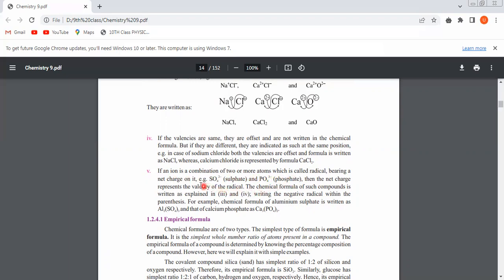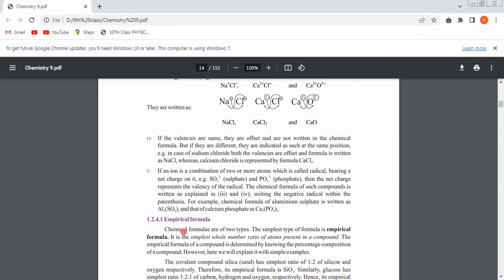Step 5: if an ion is a combination of two or more atoms, which is called a radical, having a net charge on it, for example sulfate and phosphate, then the net charge represents the valency of the radical. The chemical formula of such a compound is written as explained in steps 3 and 4, writing the negative radical within parentheses. For example, the chemical formula of aluminum sulfate is written as Al2(SO4)3, and that of calcium phosphate similarly.